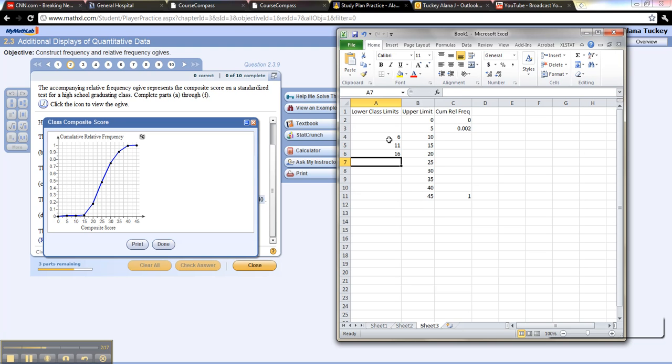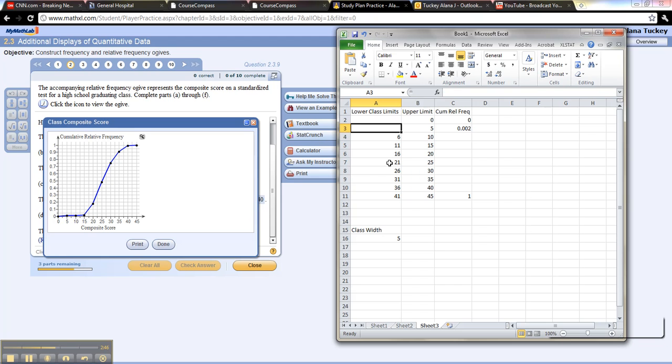Now notice, how far apart are these? They're 5 apart, because 6 to 11 is 5, 11 to 16 is 5. Guess what the class width is? The class width is 5 because that's how far apart all this stuff is. Like these are 5 apart, 0 to 5, 5 to 10, 10 to 15 is 5 apart, and so on. So these are all going to be 5 apart. So 21, 26, 31, 36, 41.